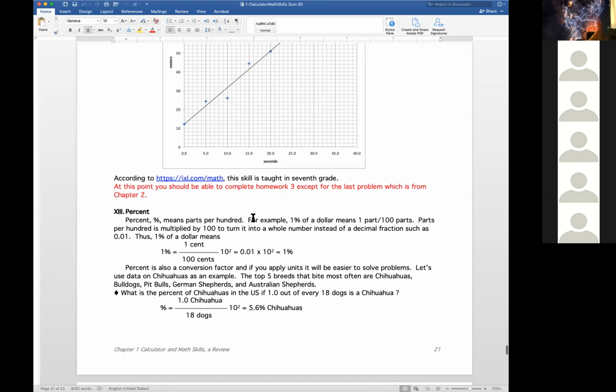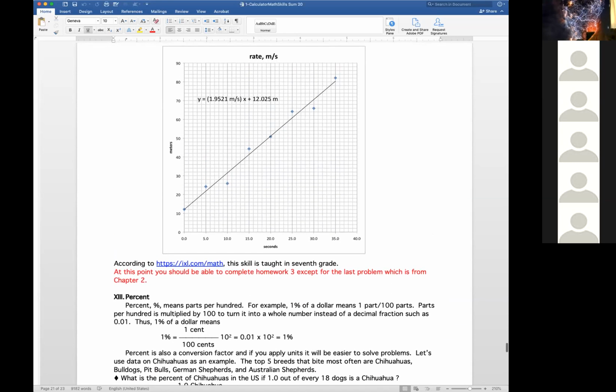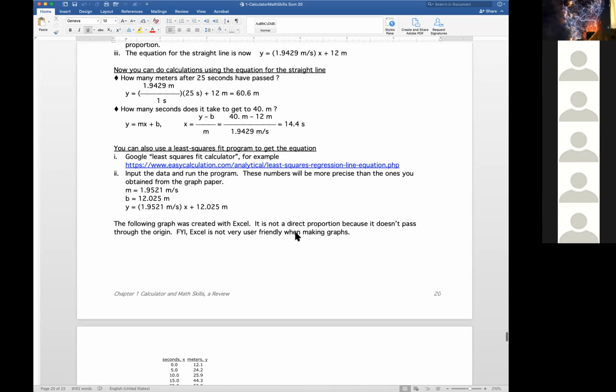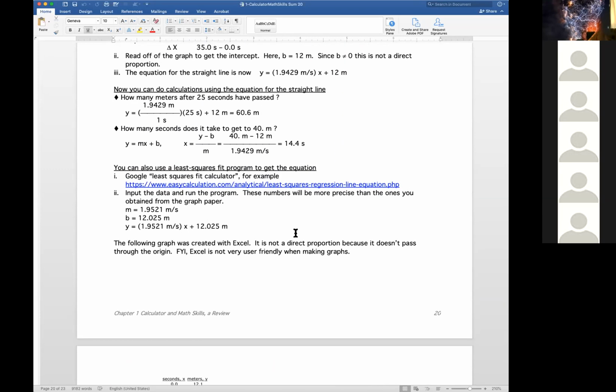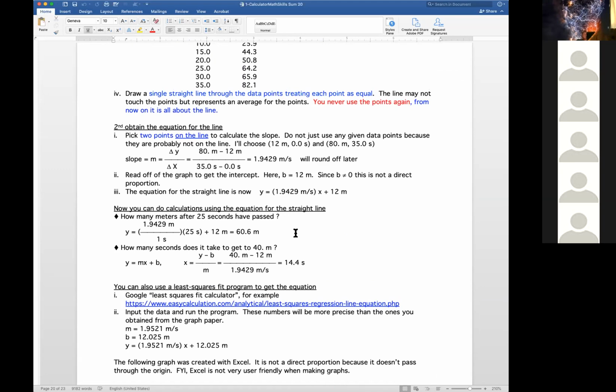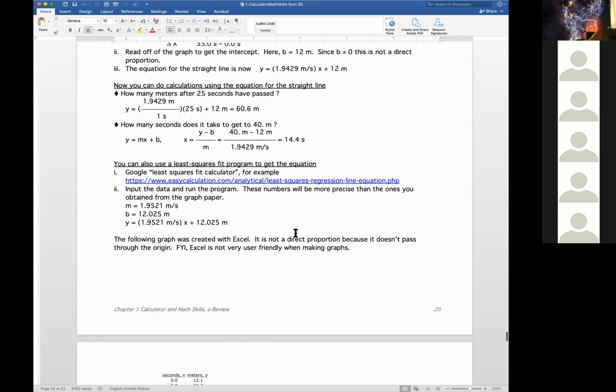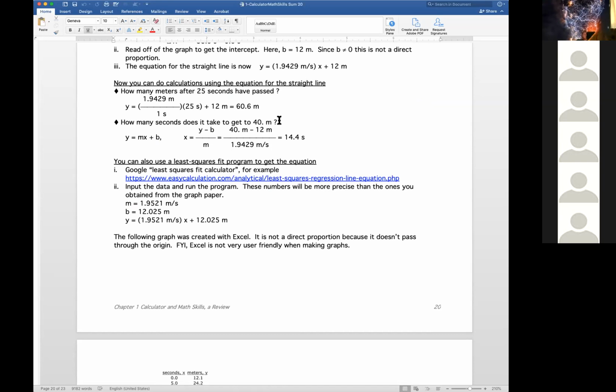Okay. I have a question as well. Back up on page 20, around the middle of the page, you said how many seconds does it take to get to 40 meters? And you have y is equal to mx plus b, and then x is equal to y minus b over m. If nobody's guessed by now, I'm not good at math. So is that just known, or where did that come from?